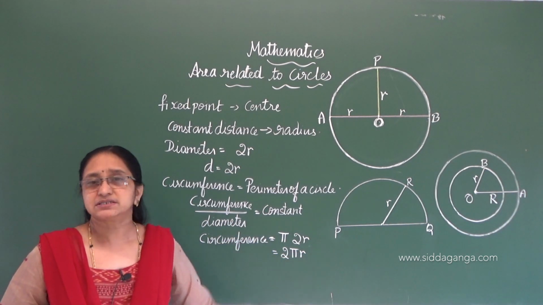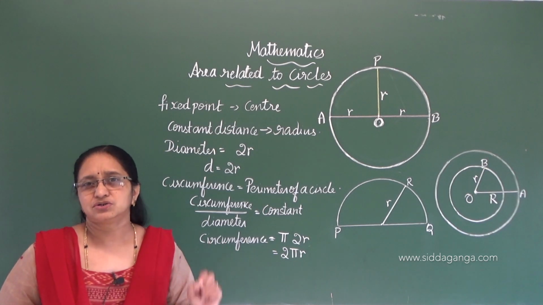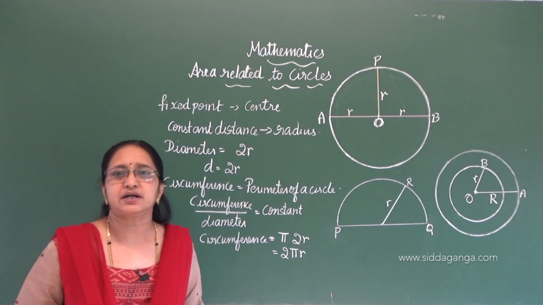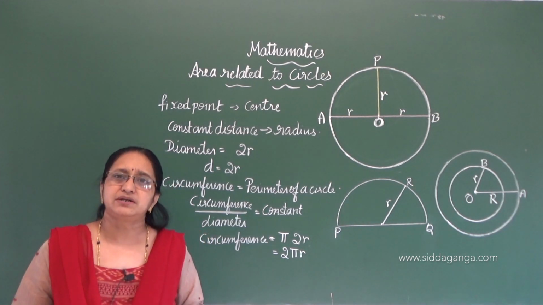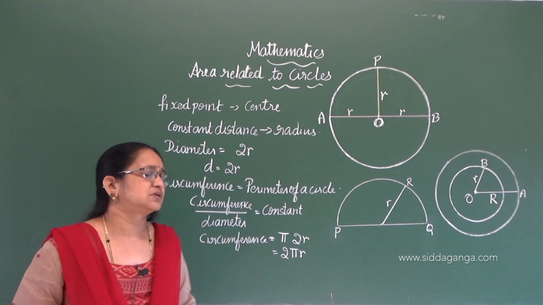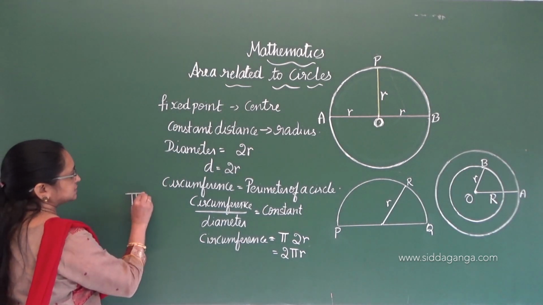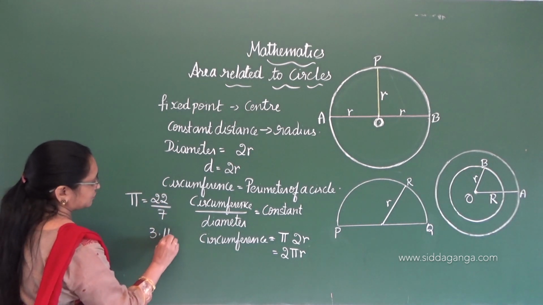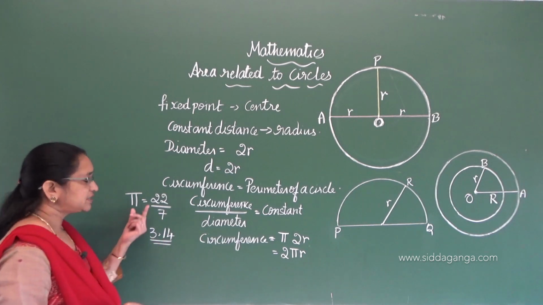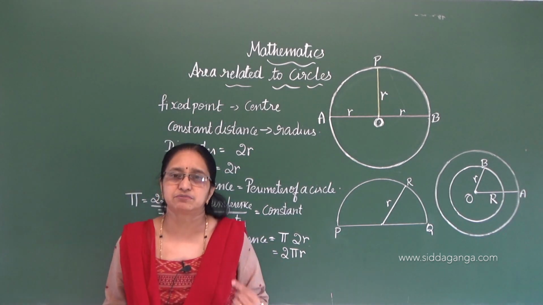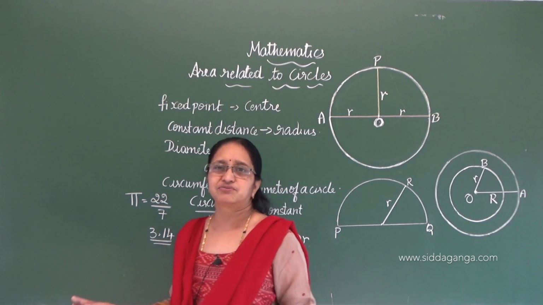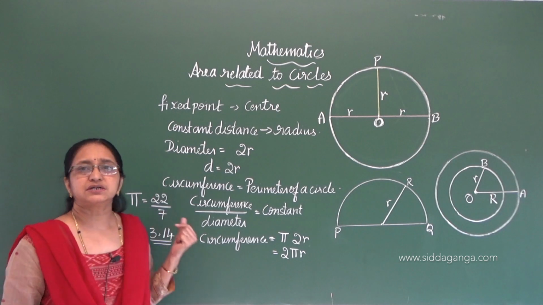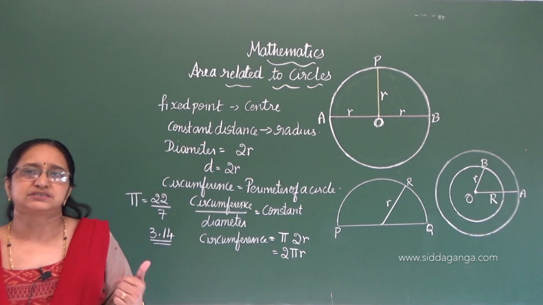Actually pi is an irrational number, that is, non-repeating, non-terminating and non-recurring, correct? But for our convenience, we are using the value of pi as 22 by 7 or 3.14. For convenience, we can consider this as the value of pi. But actually pi is an irrational number. In 9th standard you have studied this.